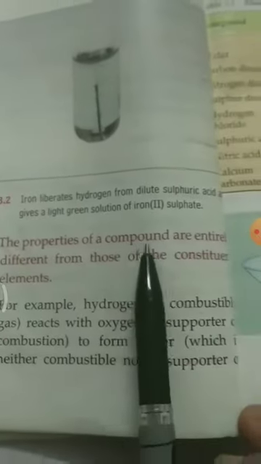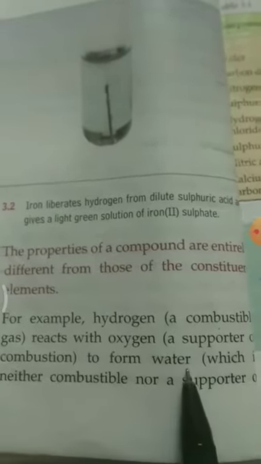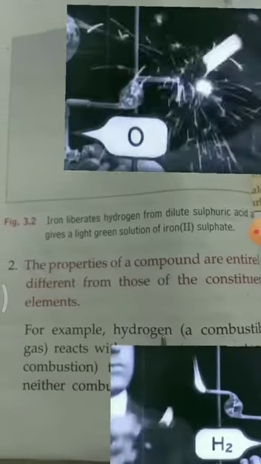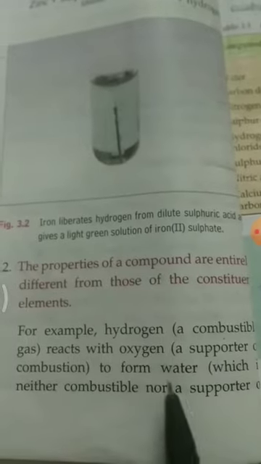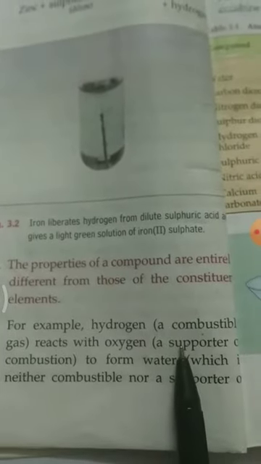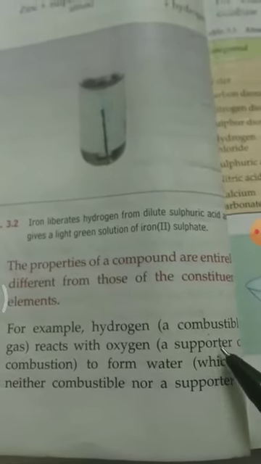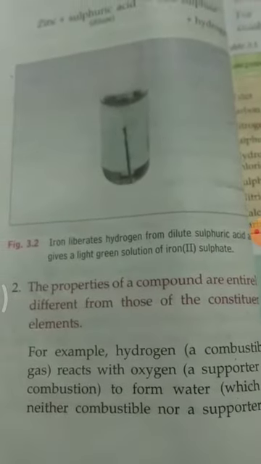Second point, the properties of a compound are entirely different from those of the constituent elements. Example, when hydrogen reacts with oxygen, water is formed. Oxygen helps in burning, but hydrogen does not help in burning. So hydrogen is a combustible gas, whereas oxygen is the supporter of combustion. They have different natures, but they combine to form water, which is neither combustible nor a supporter. Meaning an entirely different new compound we will get.